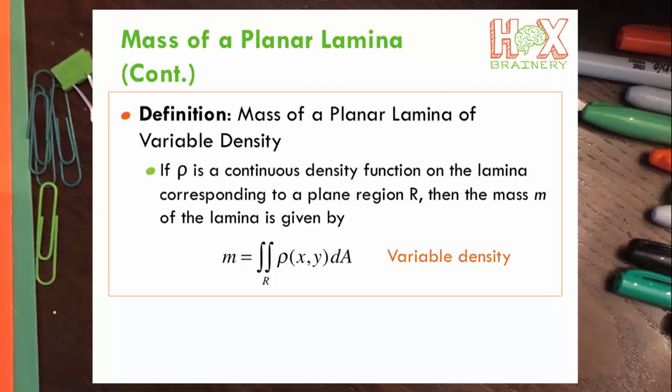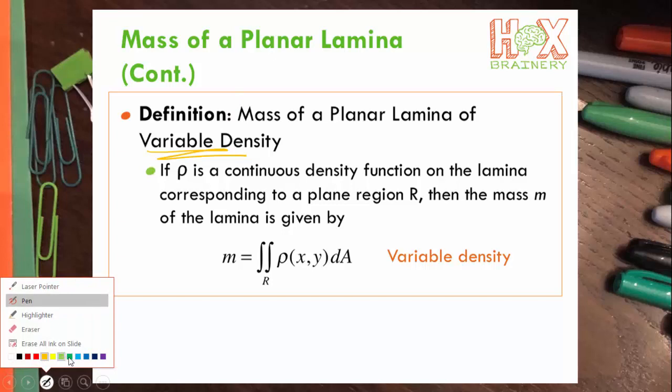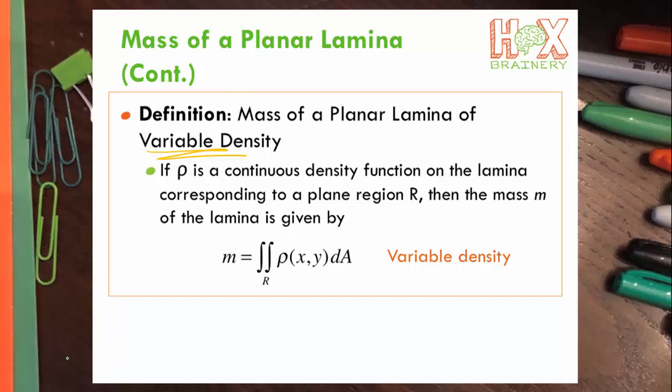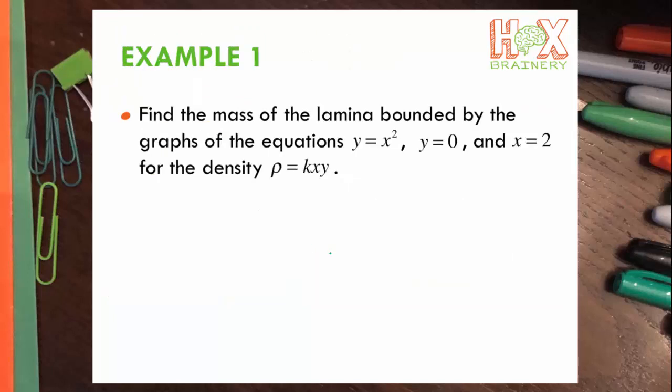All right, definition for the mass of a planar lamina of variable density. If rho is a continuous density function on the lamina corresponding to the plane region R, then the mass m of that lamina is given by this double integral. And this is for a variable density. So rho here is a function in terms of both x and y. All right, so we're going to use this in the first example.